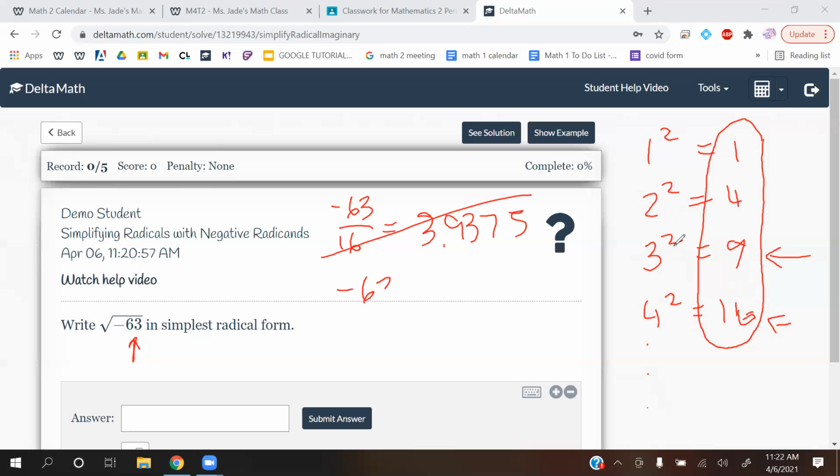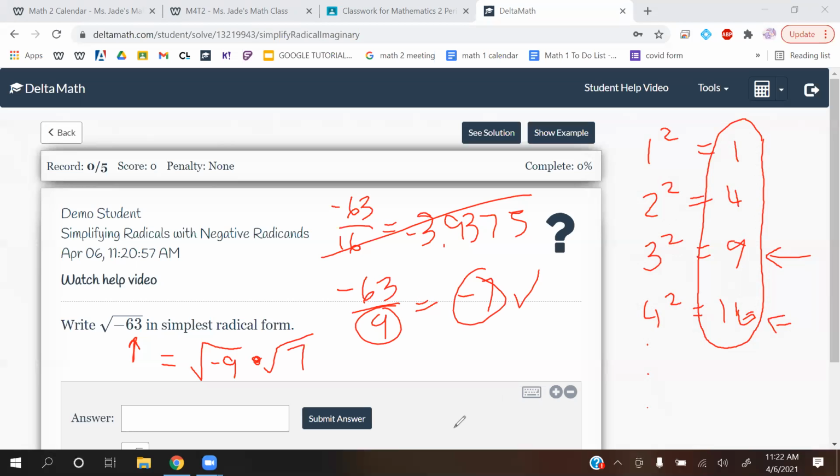So negative 63 divided by 9. If you try that out on your calculator, just pretend like you don't know what it is, you get negative 7. And that's a whole number. So you know that 9 fits into 63, so 9 is a factor of 63. That means we can rewrite the square root of negative 63 as the square root of negative 9 times the square root of 7, because 9 times 7 gives you 63.